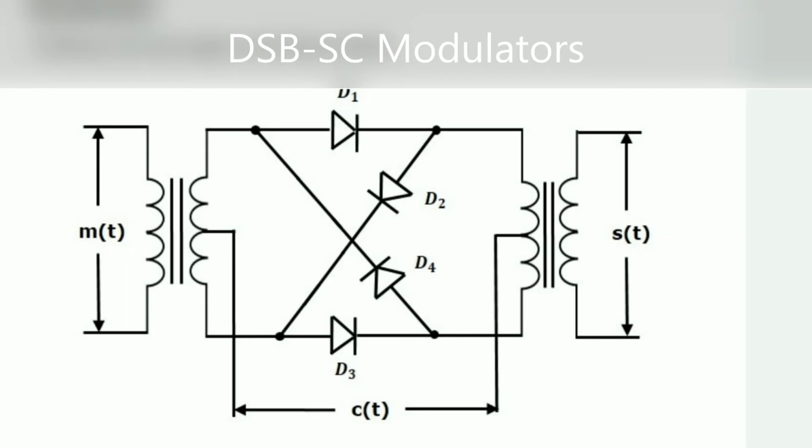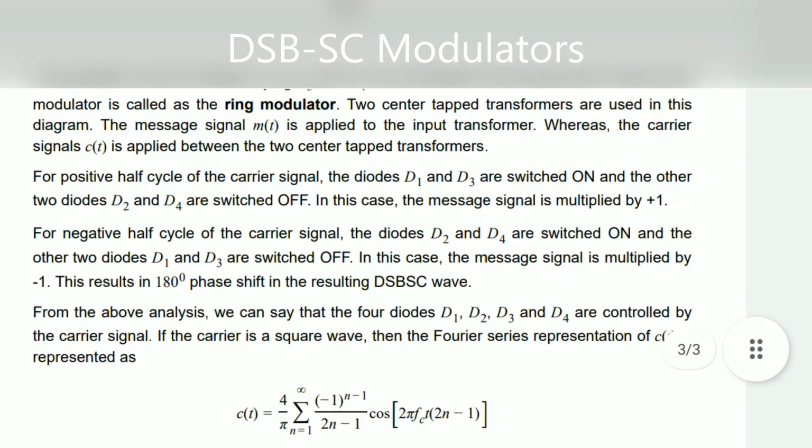And for the negative half cycle of the carrier signal, in this condition D2 and D4 will be switched on and D1 and D3 are switched off. In this case the message signal is multiplied by -1, therefore the result is a 180-degree phase shift in the resulting double sideband suppressed carrier wave. So here the explanation and the operation is given.